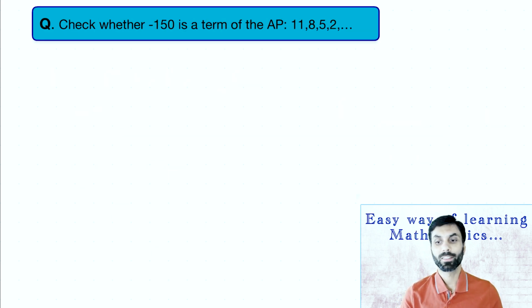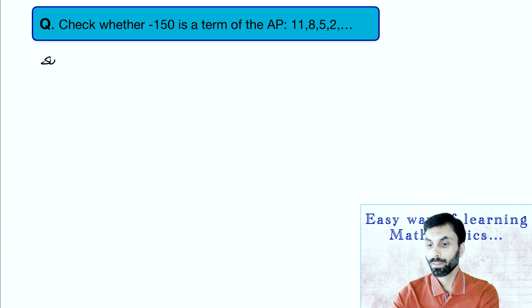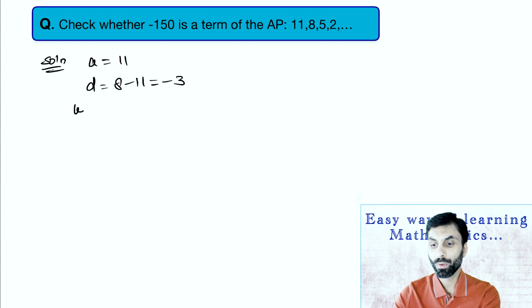The next question is, check whether minus 150 is a term of the AP 11, 8, 5, 2 or not. So in this case, we have A equals 11. Common difference will be 8 minus 11, which is minus 3. Let An be minus 150. Let us suppose it is a term of that sequence.